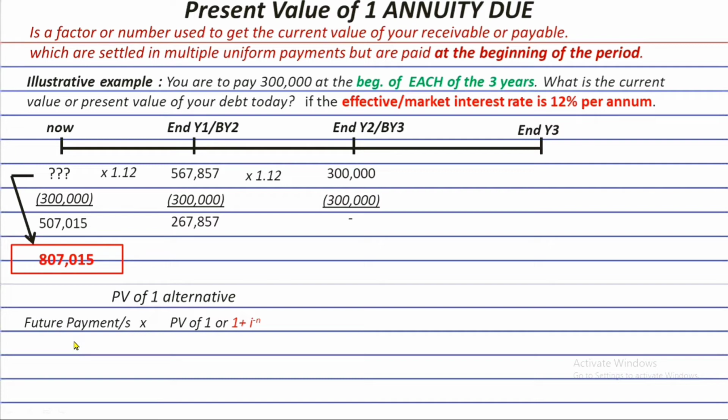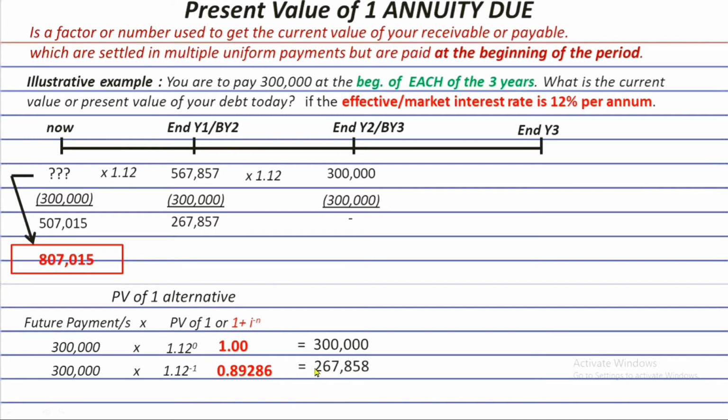So the first payment of 300,000, which is this one, times the 1.12 raised to the power of negative 0. 0 because they are paid immediately now. And if you try to calculate this formula, I'm sure the result will be 1. So 300,000 times 1 is 300,000. On the second payment, we have 300,000 times 1.12 raised to the power of negative 1. And the result for this formula will be 0.89286, rounded off to the nearest 5 decimal places.